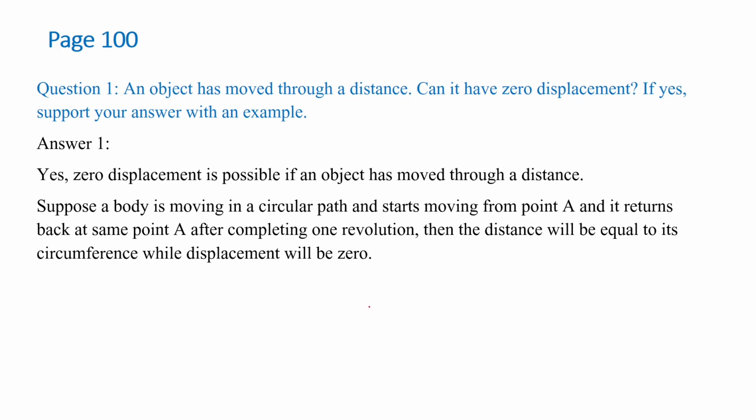Suppose the object is at position A and it moves to position B in a straight path, and again returns back to position A. So we'll find that the initial and final positions are the same. In this case the object will have zero displacement. Similarly, in the case of a circular path, if the object is moving from point A and returns back to point A after completing one revolution, then in this case the object will have zero displacement.